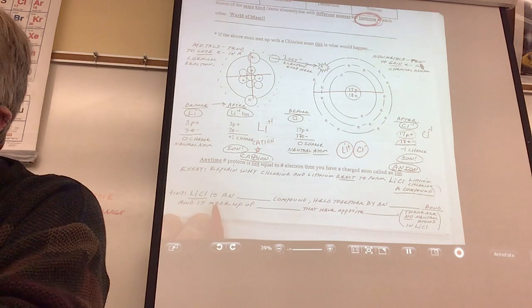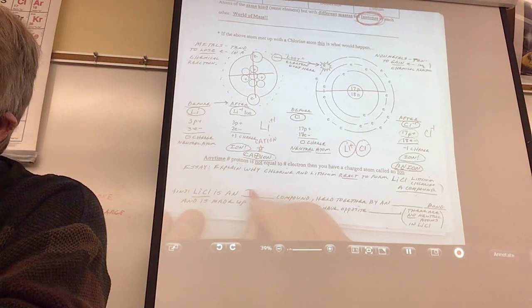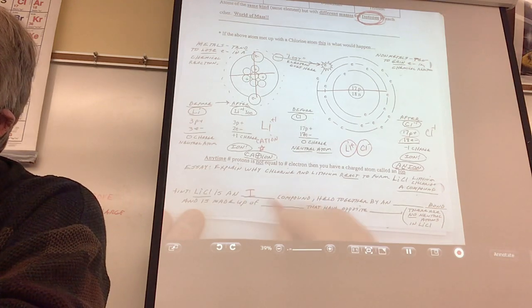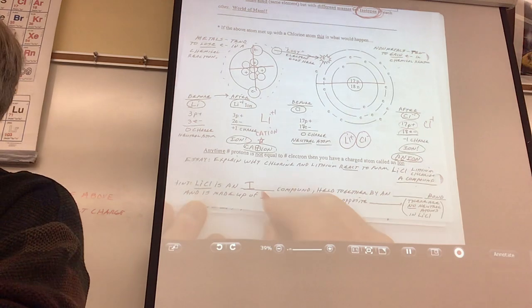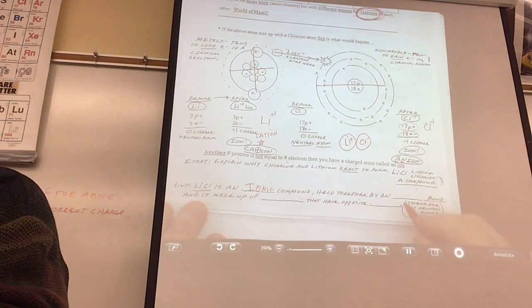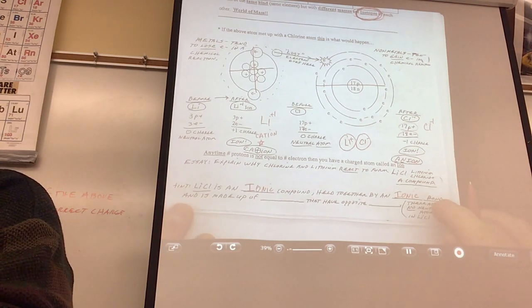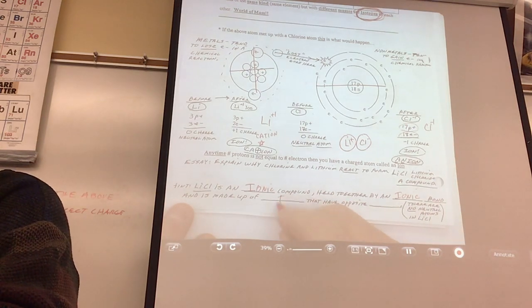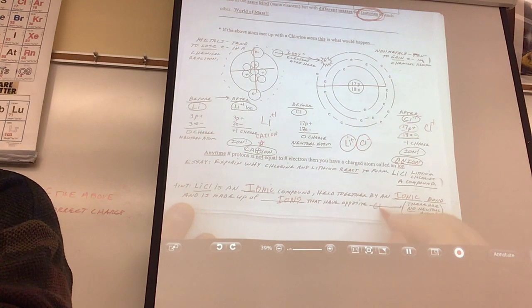Let's go down here. Lithium chloride is a blank compound. What are you going to put here? What kind of a compound is it? Lithium chloride is ionic and held together by what kind of bond? Ionic. And it's made up of what? Ions that have opposite charges.